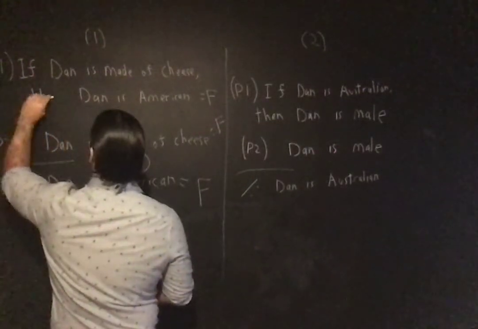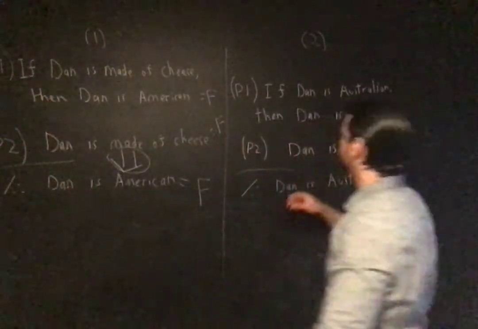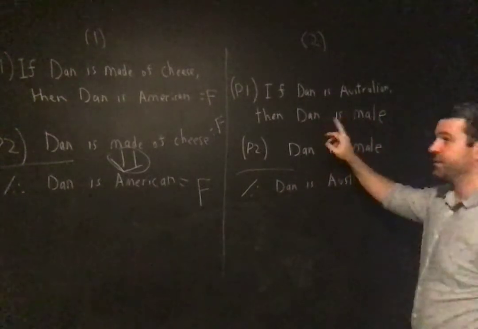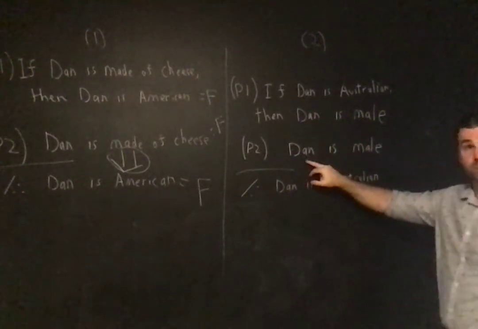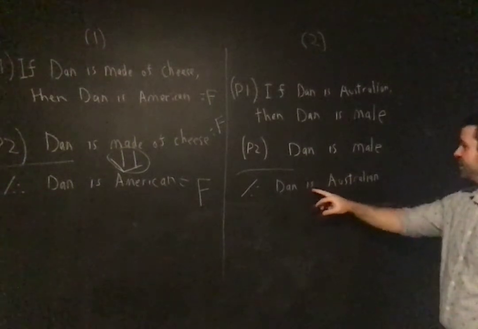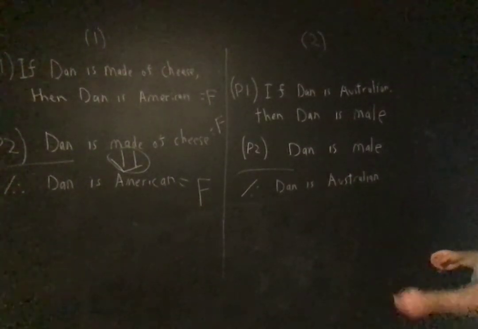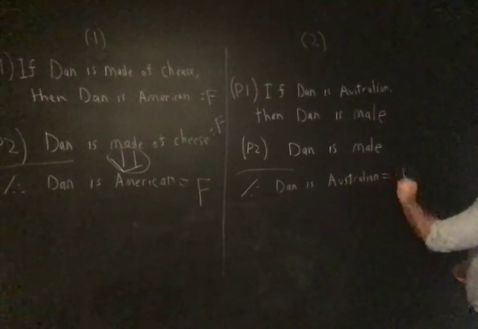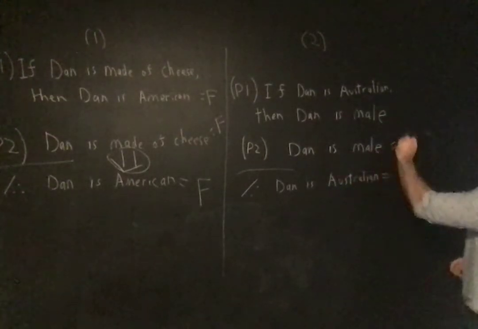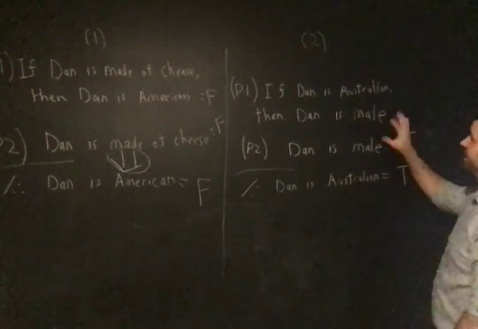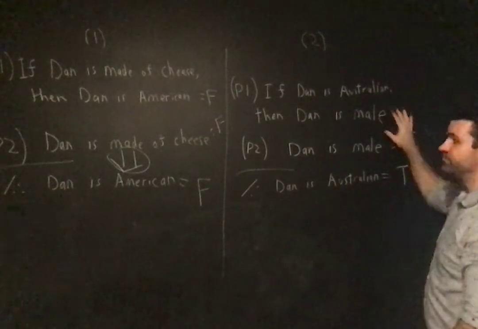If Dan is made of cheese, then Dan is American. If Dan is Australian, then Dan is male. Premise 2, Dan is male. Conclusion, Dan is Australian. Dan is Australian, that's true, I am Australian. Dan is male, I am in fact male. If Dan is Australian, then Dan is male.